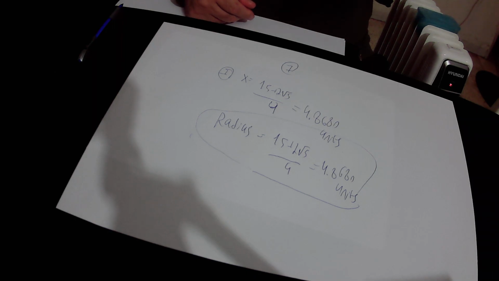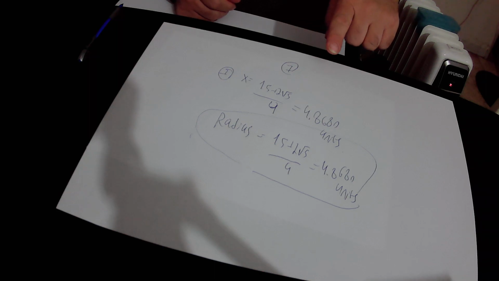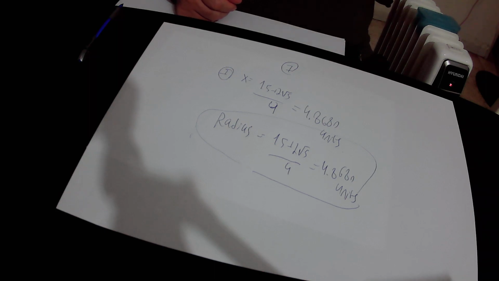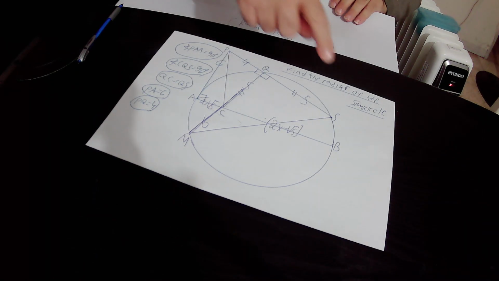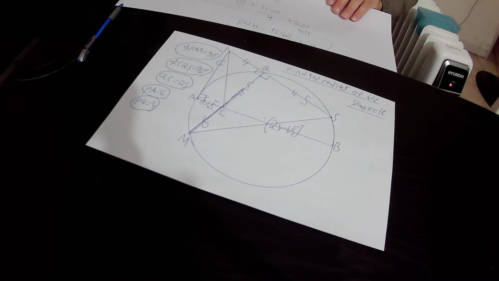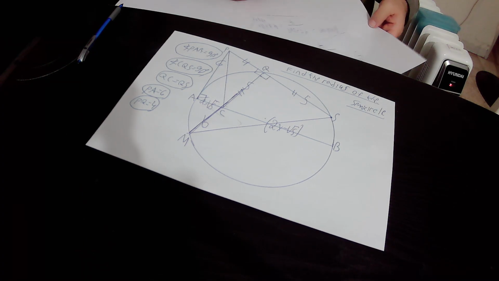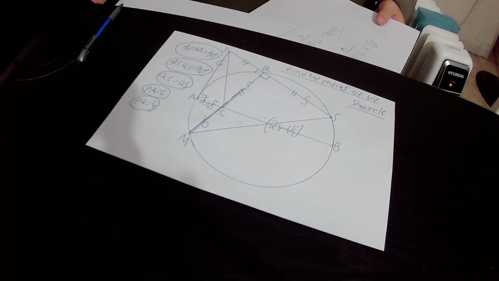Okay, so the radius x of the semicircle equals 15 plus 2 times root of 5 over 4 units, or in terms of numbers, x equals 4.868 units. Repeat again, the radius of this semicircle equals 15 plus 2 times root of 5 over 4 units, or in terms of numbers, the radius x equals 4.868 units. Okay, thank you very much.